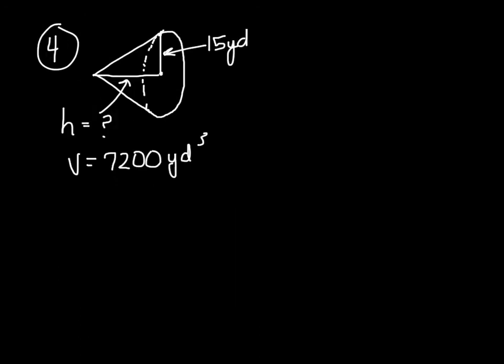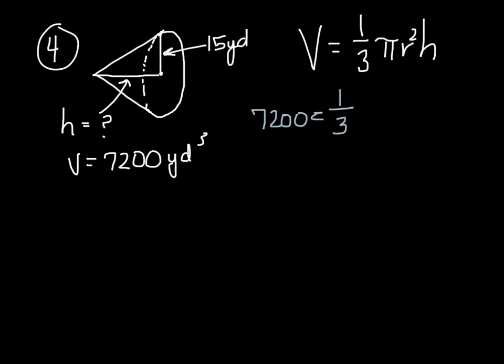The last problem, in number 4, we're taking this one step differently. In this problem, they're going to give you the volume, which is 7,200 cubic yards. And they're going to give you the radius of the cone, which is 15 yards. What we need to do is find the height. So we're going to still write down our formula. Step 1, always write down the formula. 1/3 pi r squared times height. Now we're going to plug in what we know. We know the volume is 7,200.